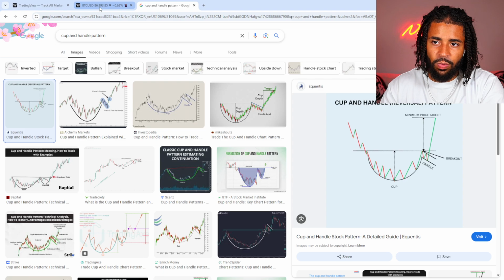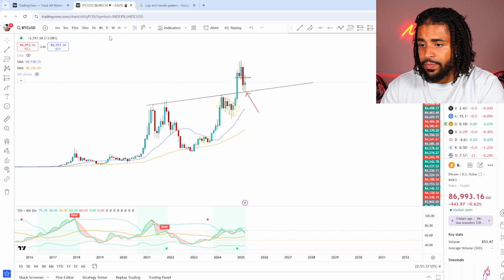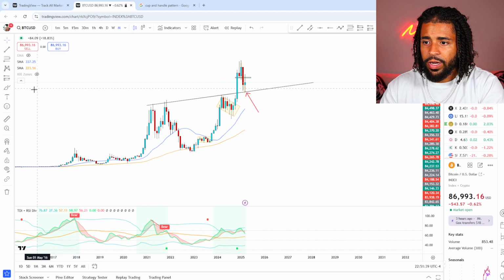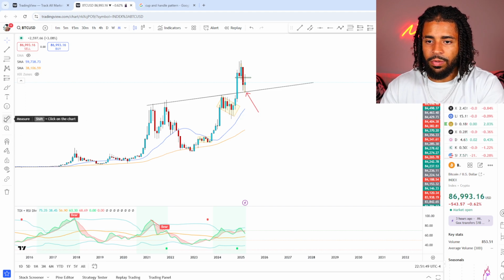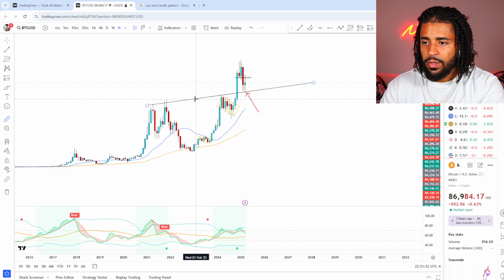So this is exactly what we're going to take and apply it to Bitcoin. So we have Bitcoin here. We have the cup that transformed into an uptrend. We have the consolidation at the neckline, and then we have the breakout. So we're gonna look for the target that the bulls currently have just from this pattern formation.